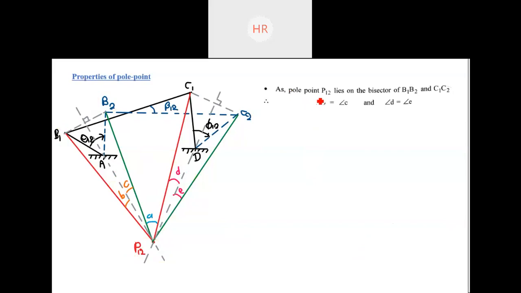And as the pole point P12 lies on the bisector of B1, B2 and C1, C2, this angle B is equal to angle C. ये obvious है. ये जो पोल पॉइंट है वो कहाँ पे है, this perpendicular bisector पे. Now perpendicular bisector means it is dividing the angles into equal proportions. ये C जितना एंगल है उतना ही एंगल B होगा, मीन्स ये दोनों इक्वल हैं. That is what the meaning of bisector. So B is equal to C and D is equal to E over here also.